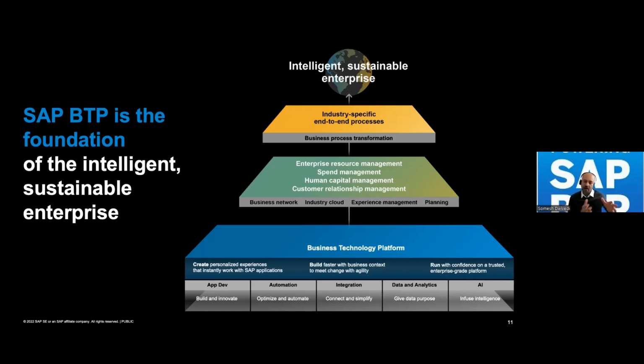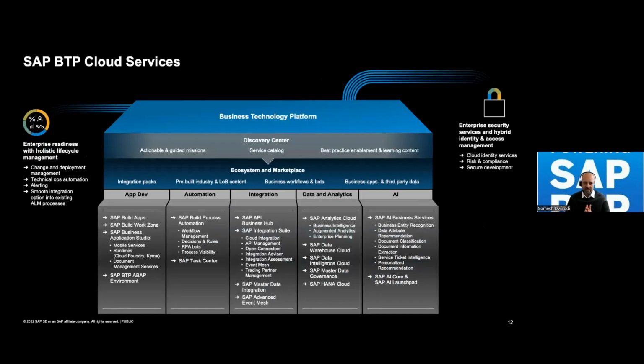So these pillars are build and innovate, optimize and automate, connect and simplify, give data purpose, and infuse intelligence. I will go deeper into this particular part of the section now. So with this slide, you actually see the different cloud services which are part of the SAP Business Technology Platform. As part of the app development, we offer the latest and greatest, and you might have heard about this in SAP TechEd, which was recently concluded in November.